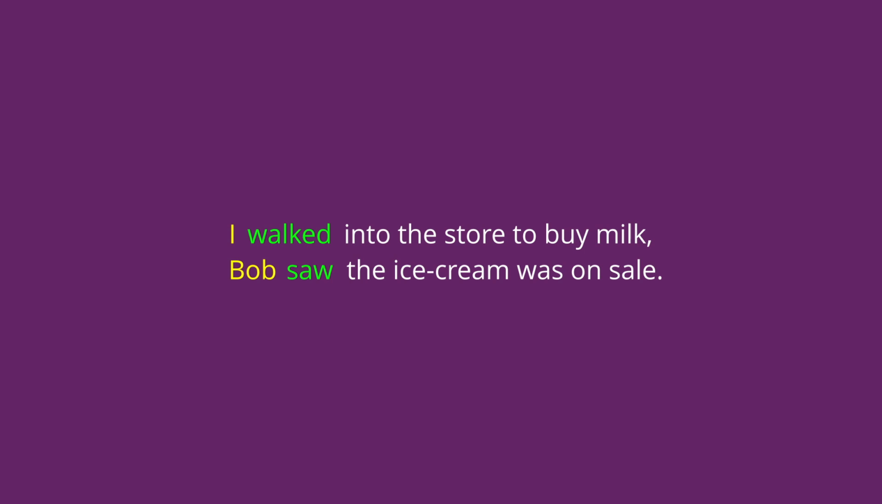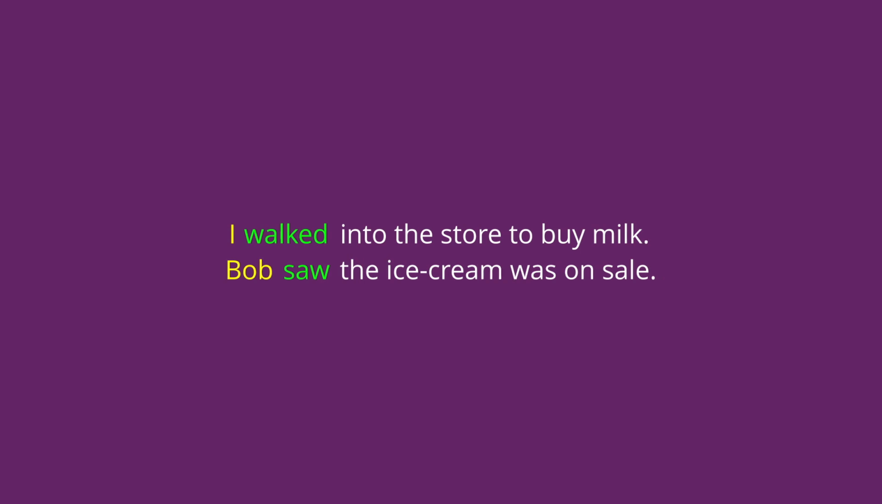In the sentences below, the subjects and verbs are highlighted. In the first sentence, you can see the subject has changed from I to Bob, and the verb has changed from walked to saw. You would need to separate them by using a period. The new sentences would read, I walked into the store to buy milk, and Bob saw the ice cream was on sale.